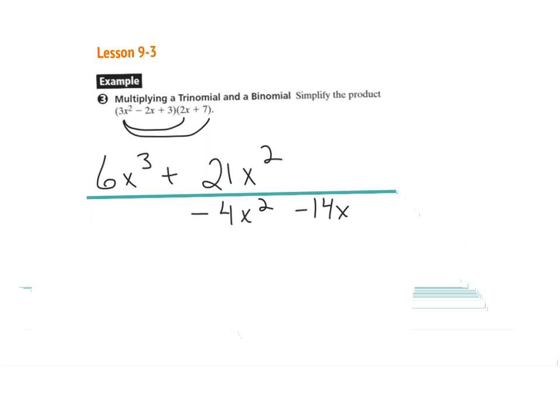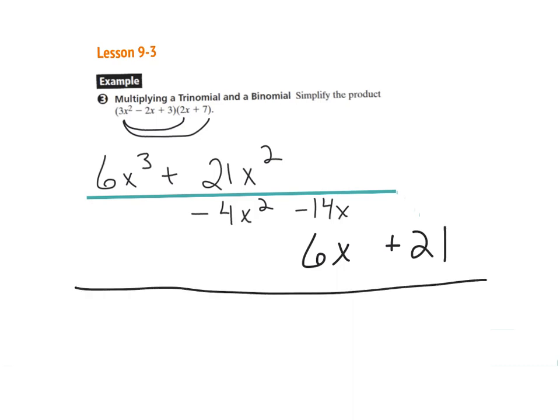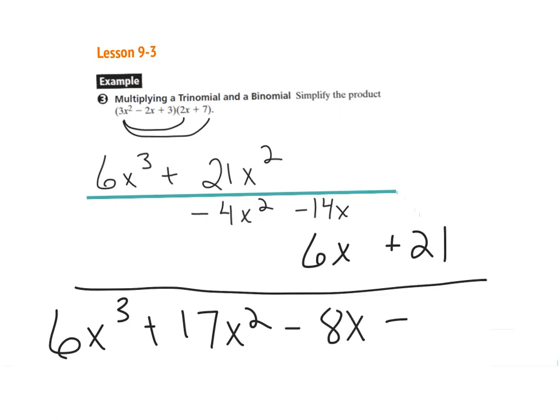So then my final step is I'm going to multiply the 3 by the 2x and the 7. So 3 times 2x gives me a positive 6x, and then 3 times 7 gives me 21. So now I've got all of my columns lined up, and I can combine like terms, and I'm left with 6x cubed plus 17x squared, and then I've got minus 8x, and then plus 21. Signs are going to be super, super important here.